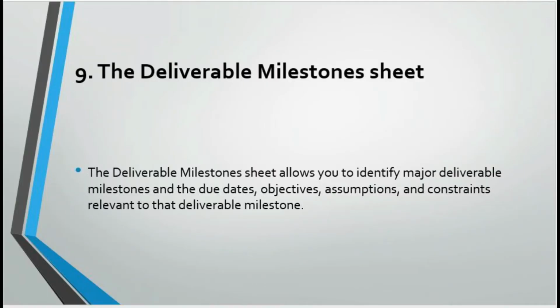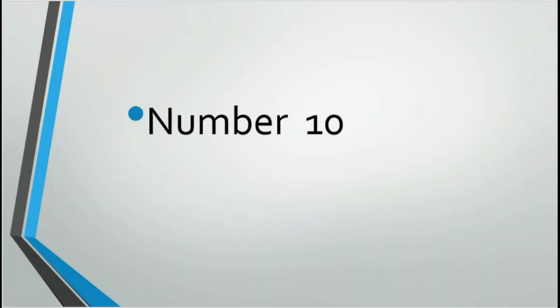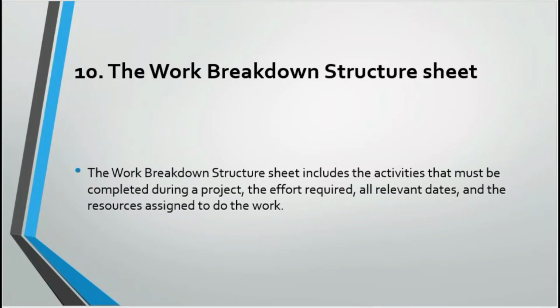And then the ninth one is miles, which is a deliverable milestone. This sheet allows you to identify major deliverable milestones and due dates. And then number 10 is a work breakdown structure, WBS. This sheet includes the activities that must be completed during a project, the effort required, all relevant dates, and the resources assigned to do the work.